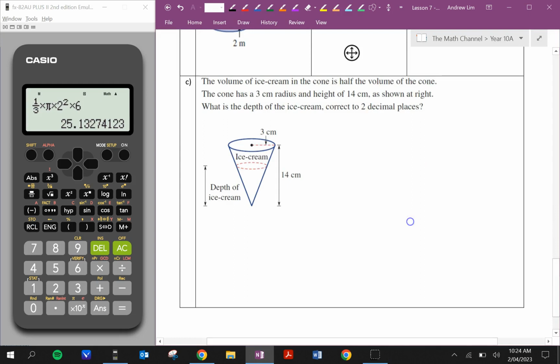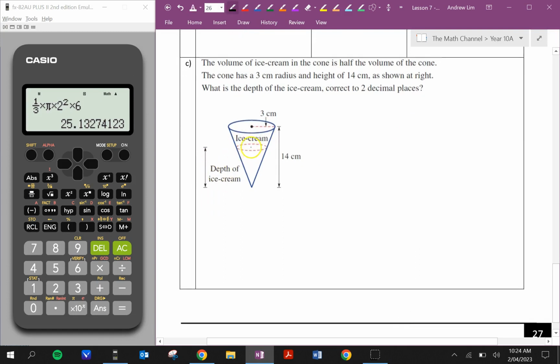Now it's important for you to know, normally in a cornetto or a drumstick ice cream, the ice cream's at the top. But according to this, the depth of the ice cream is this bit here. That's the depth. So we're going to pretend this is ice cream down here.